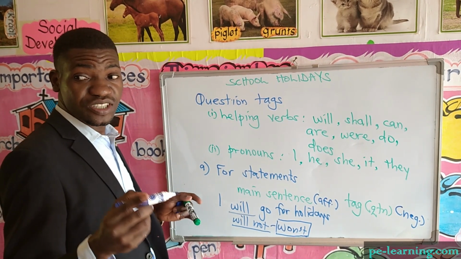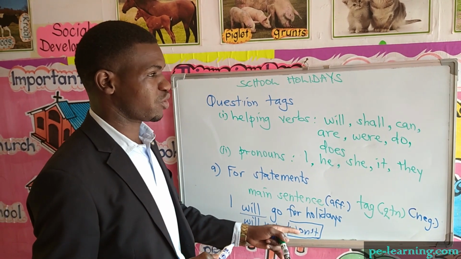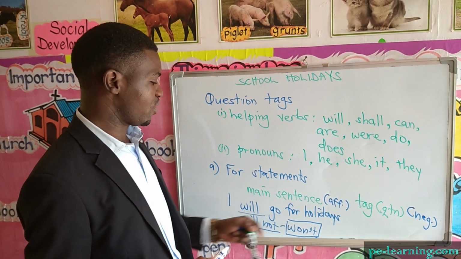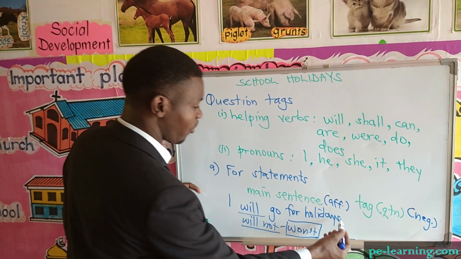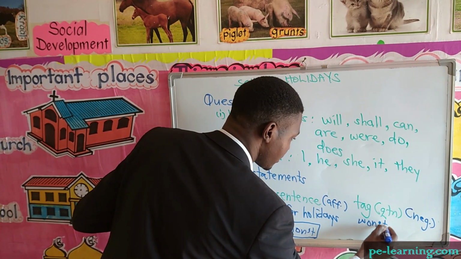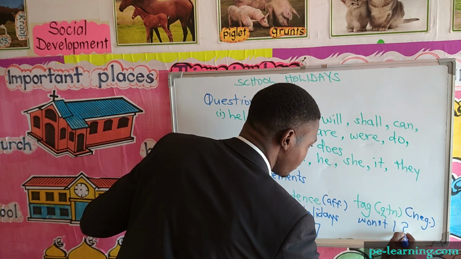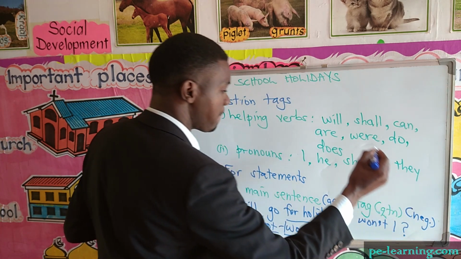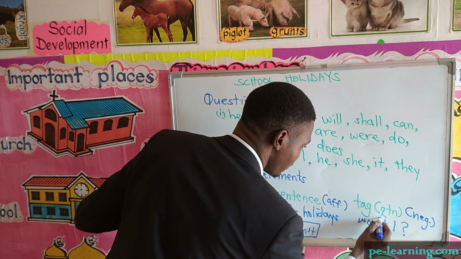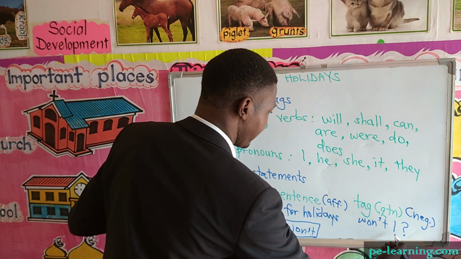So another thing you have to note is that when you're writing question tags, we use contractions, especially if the question tag is in negative form. So for our case, we shall say, I'll go for holidays, and the question tag here will be won't I, and then because it's a question tag, it will take a question mark. I'll go for holidays, won't I?